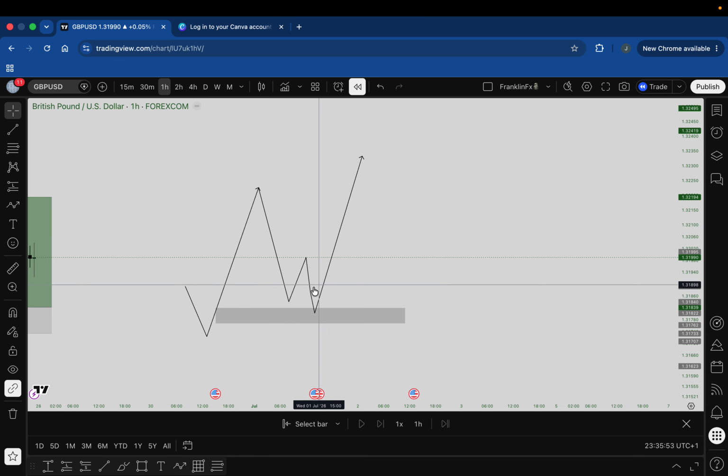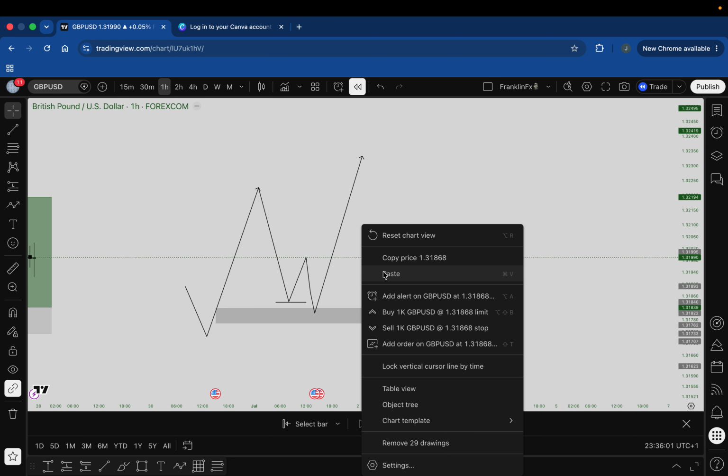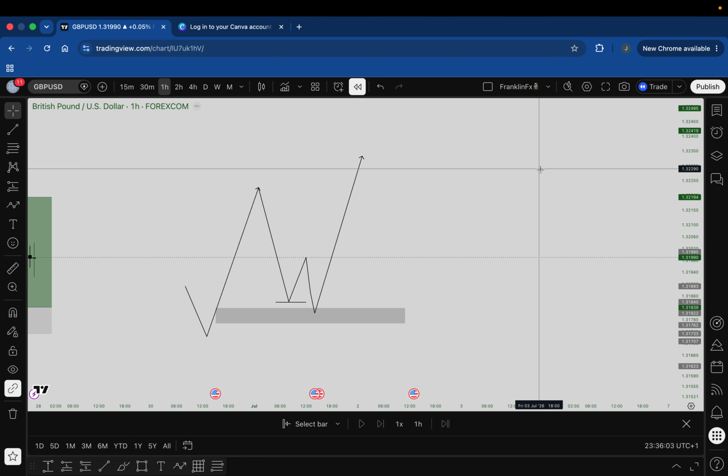So we call this manipulation here an engineered liquidity. An engineered liquidity.